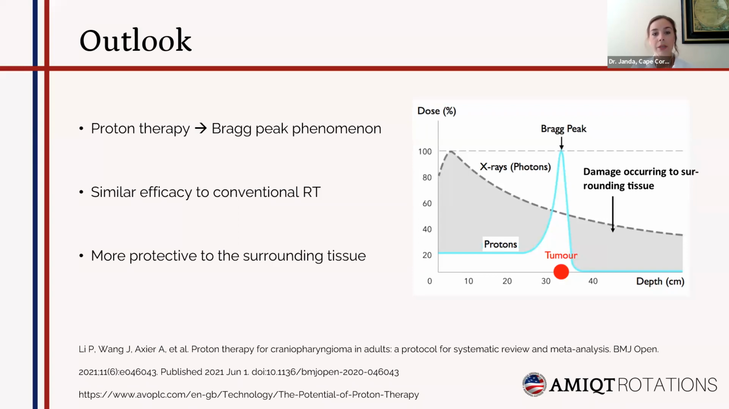This is called the Bragg peak phenomenon, as you can also see here, which can reduce the damage to the surrounding tissue to a minimum, especially compared to the conventional X-ray therapy, as you can see in the figure right here. The efficacy is very similar to conventional radiotherapy, but it reduces complications that can occur due to the radiation of healthy surrounding tissue.